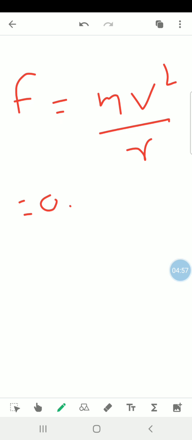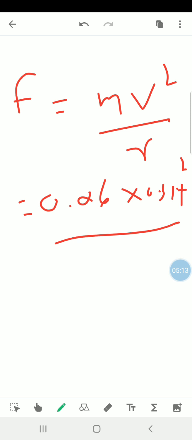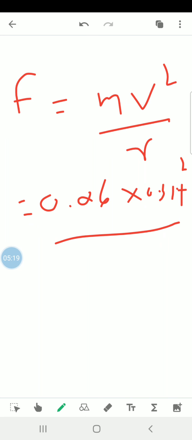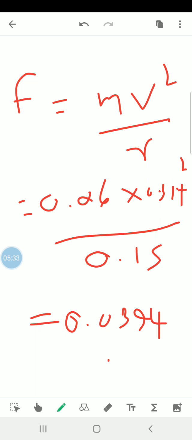0.06 multiplied by V, we calculated V as 0.314, that has to be squared, then divided by R, which is once again 0.15. When you simplify this, you will get your final answer to be 0.0394, and this is a force, therefore the answer would be in newtons.